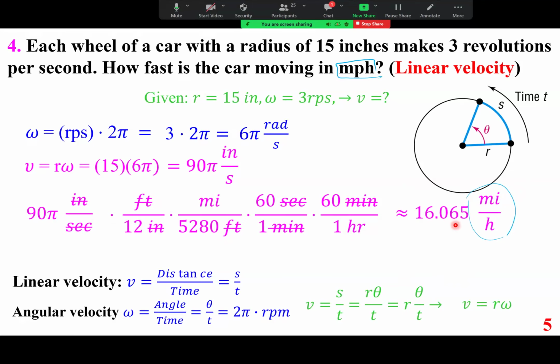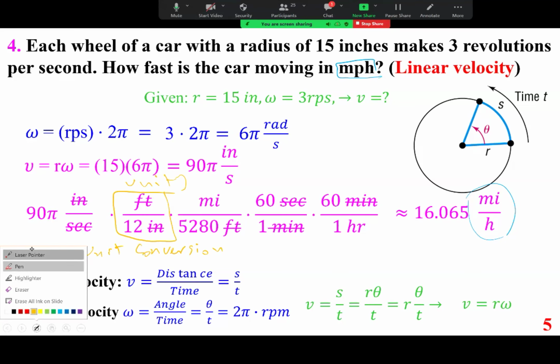This is a unit conversion. You should have no problem there. Remember, all of these are called unity. But which one do you put at the top? Which one do you put at the bottom? Whatever you need, you do it accordingly.